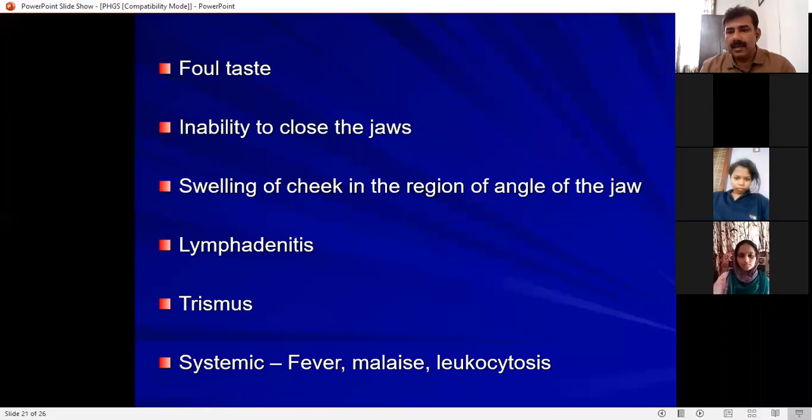And along with that, the patient may be having a foul taste, inability to close the jaws, swelling of the cheek in the region of the angle of the jaw, the regional lymph nodes are enlarged, trismus is there, inability to open the mouth, and along with that, fever, malaise, leukocytosis, all other systemic problems also set in. So this resultant picture is an acute problem with severe pain, with fever, and with all systemic problems.